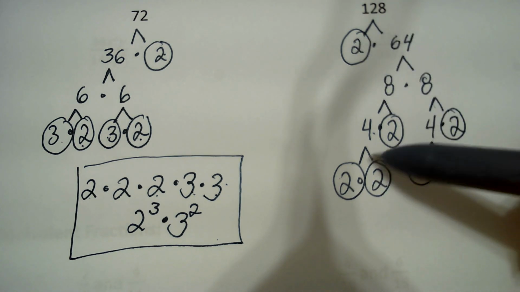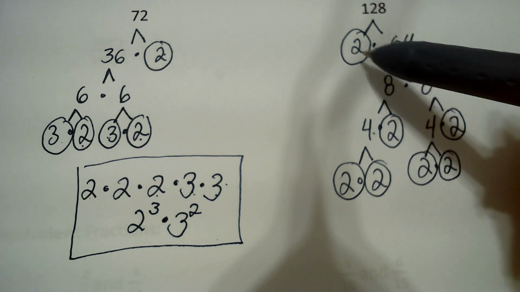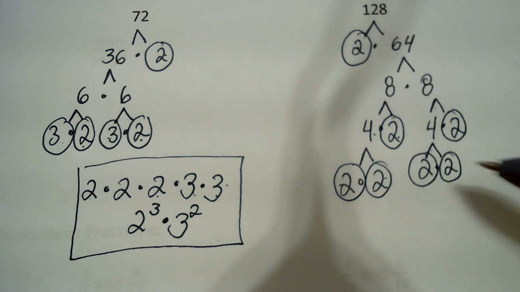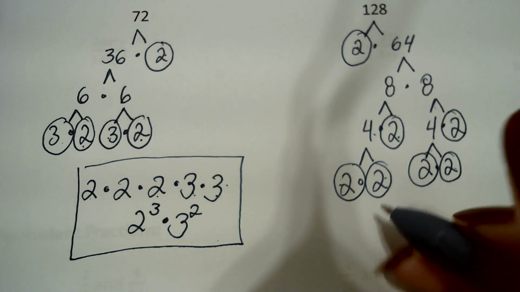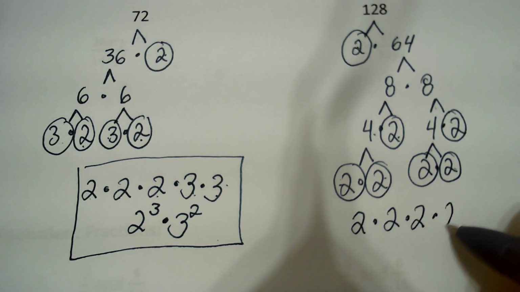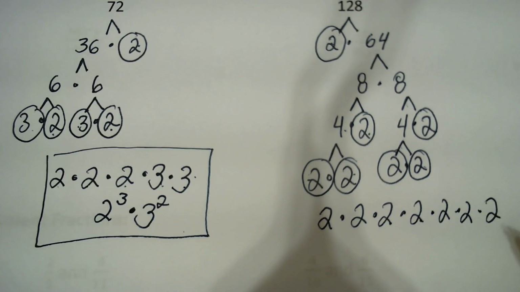Now this one, notice it's all 2's. So I'm going to count carefully, make sure there's no 3's or anything else hiding in there. There isn't. So I've got 1, 2, 3, 4, 5, 6, 7 2's. So that's 1, 2, 3, 4, 5, 6, 7. Notice how carefully I'm counting.